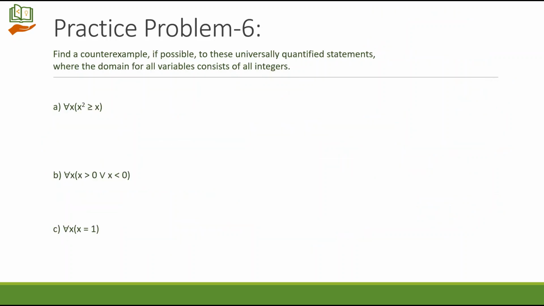Next problem. Find a counterexample, if possible, to these universally quantified statements where the domain for all variables consists of all integers. What is a counterexample? An element for which p of x is false is called a counterexample of a universal quantification. Universal quantification means it has to be true for all integers. But when you find an exception here, that becomes a counterexample stating that p of x is false.